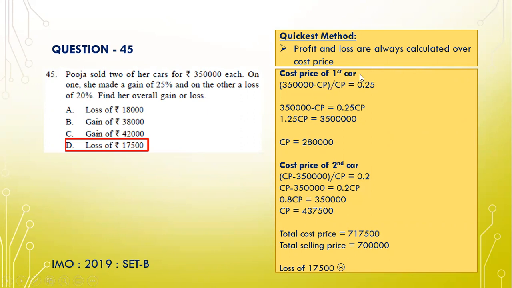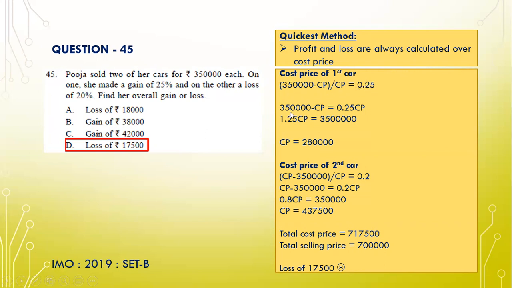So cost price of first car. Let's find the cost price of first car. On the first car, she gained a profit of 25%. So selling price was more than cost price, isn't it? So selling price minus cost price upon cost price is profit, which is 25%. What is 25%? It is 25 upon 100, which is 0.25.